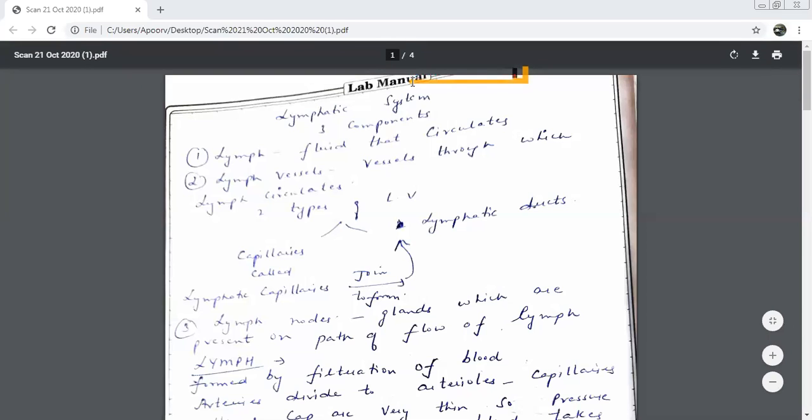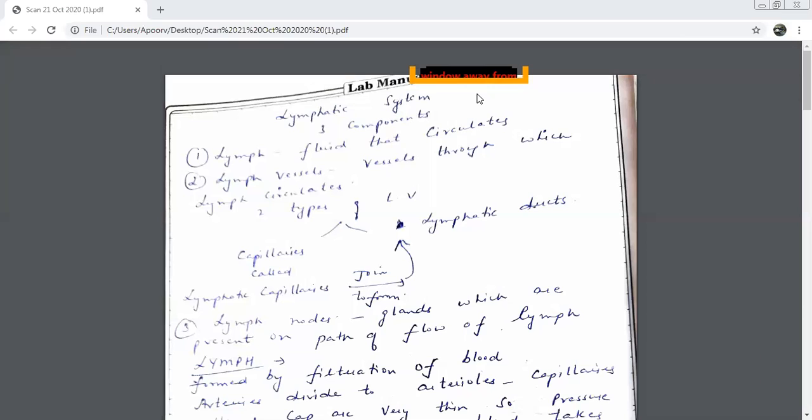Any idea a little bit about the lymphatic system? Yes, ma'am, lymphatic system works like the WBCs of our body. It helps us to fight bacteria and makes antibodies. Okay. Others? Anything else about the lymphatic system?